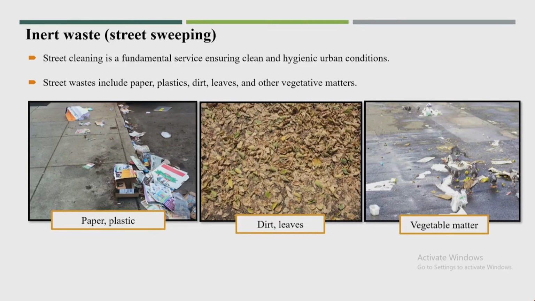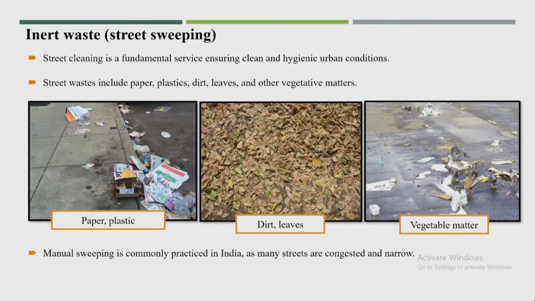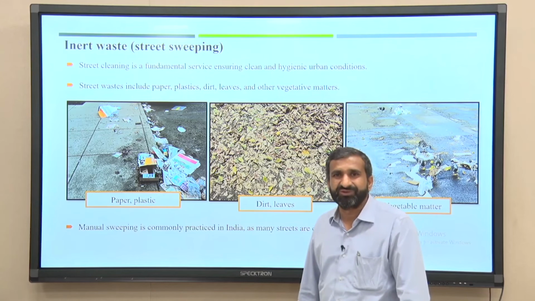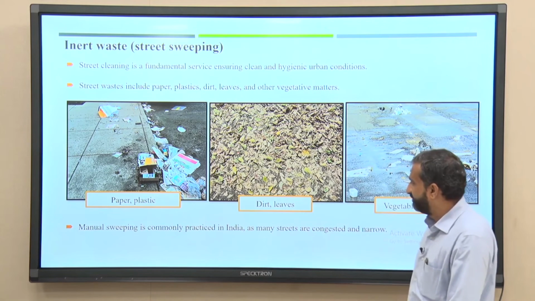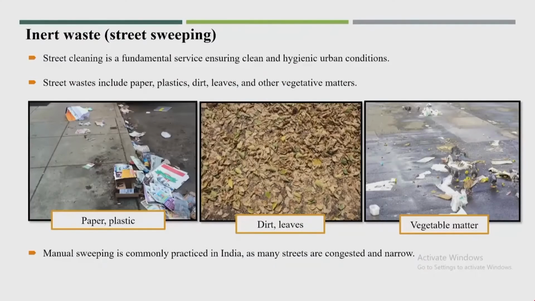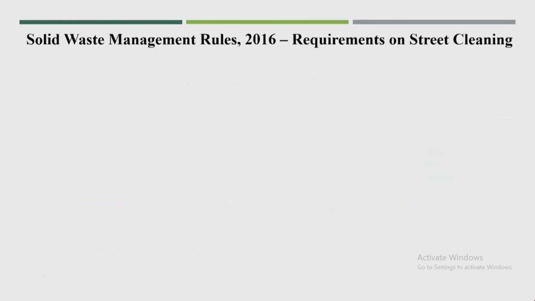Dirt and leaves we can't collect, but they have to be cleaned from time to time, and vegetative matter is also there. That is why you will see a number of cattle on the street, especially cows, because they get a lot of eatable material in the MSW. Manual sweeping is very common in India, as there are many narrow streets. An insufficient waste collection system coupled with public littering significantly contributes to waste piles on the street.